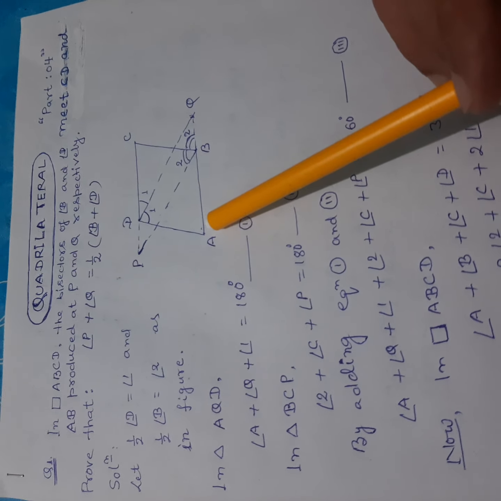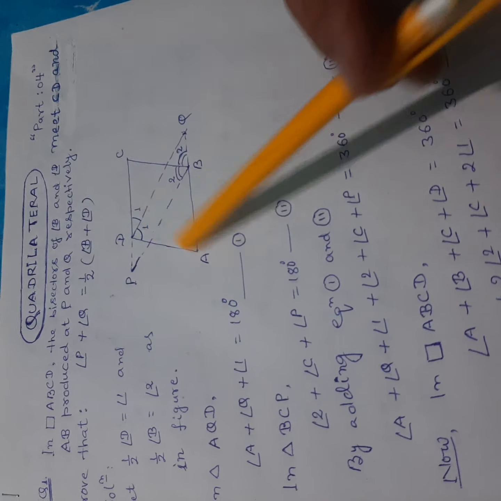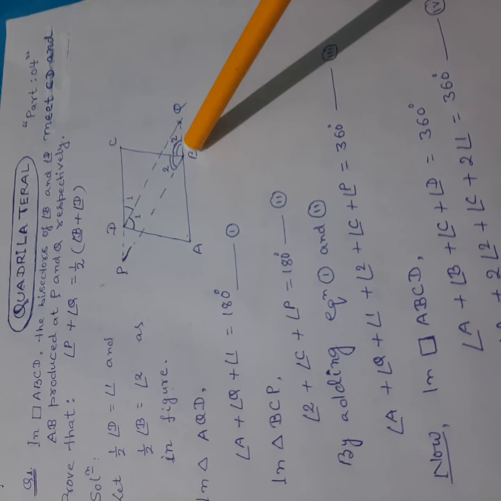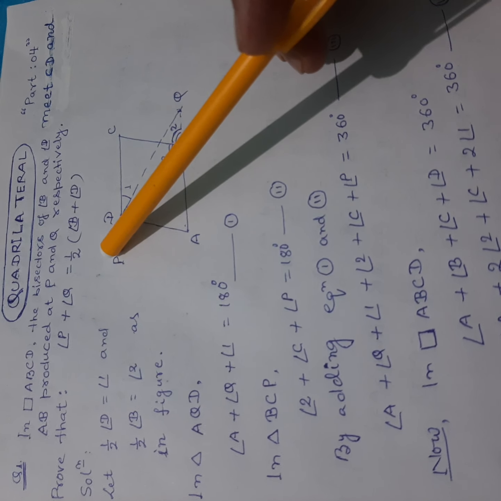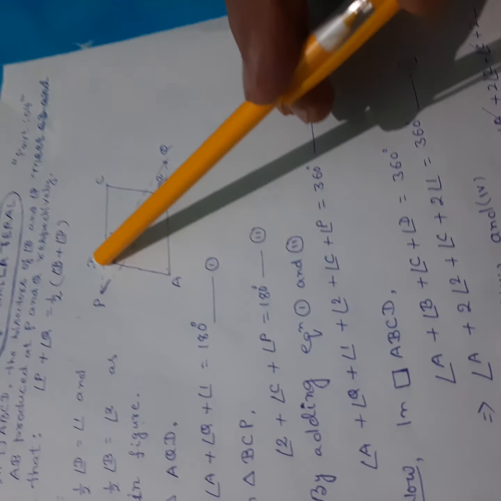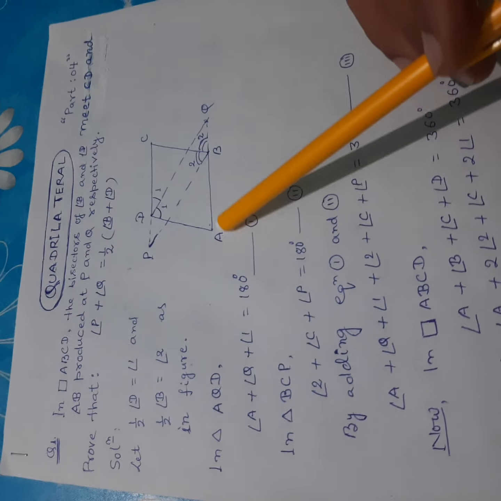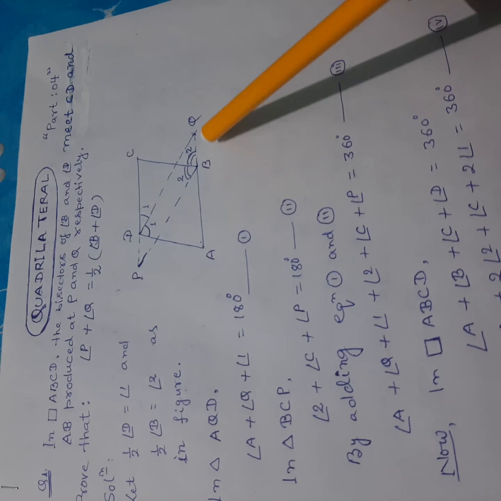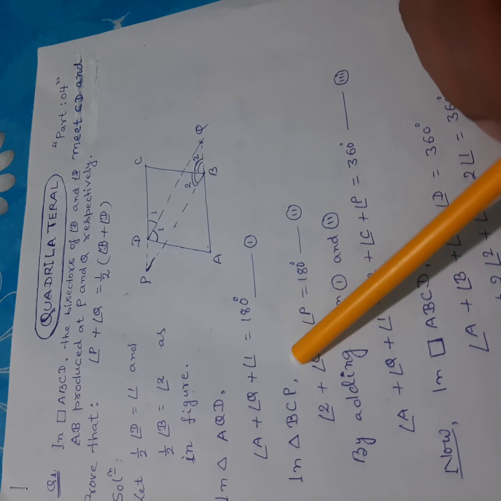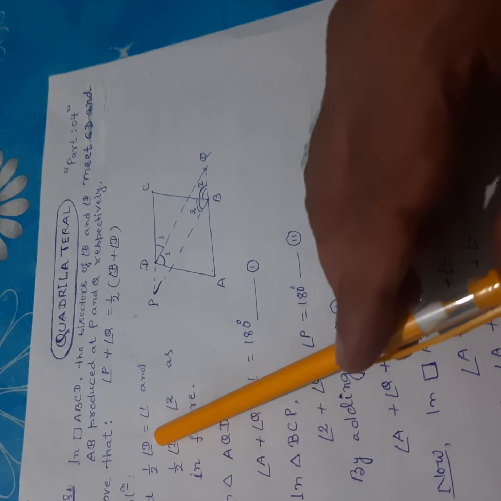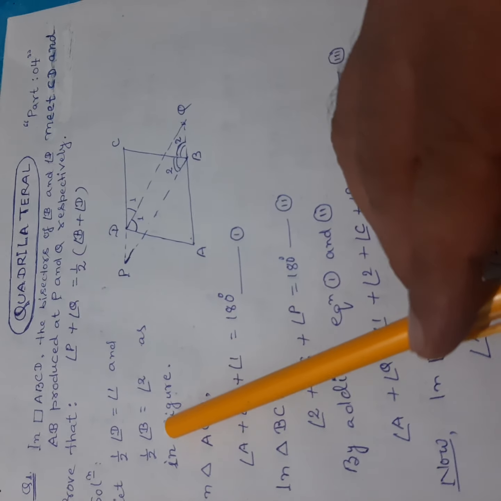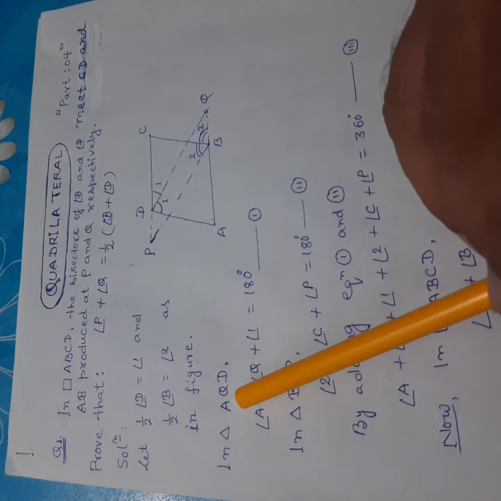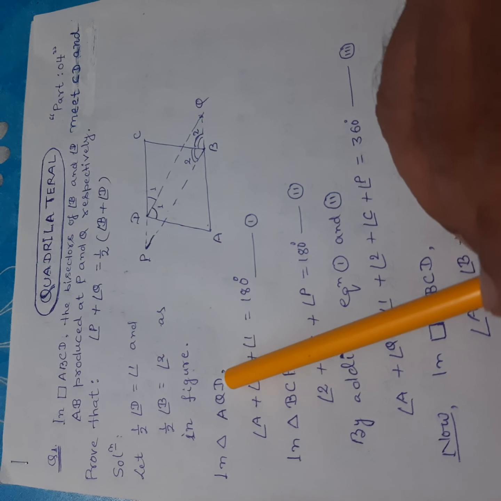As you observe in the figure, ABCD is a quadrilateral. The bisector of angle B meets CD produced at P, and the bisector of angle D meets AB produced at Q. Let 1 by 2 D equal angle 1, and 1 by 2 B equal angle 2, as in the figure. Now we start from triangle ADQ.